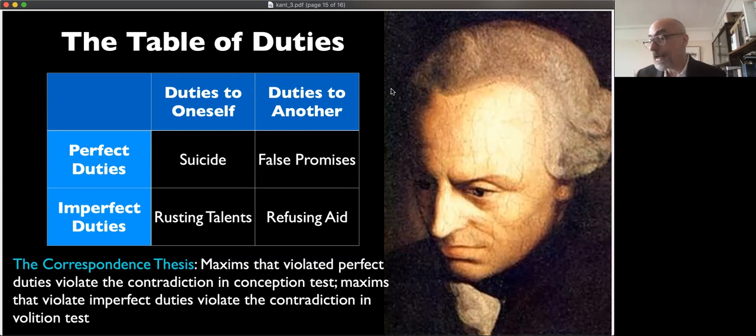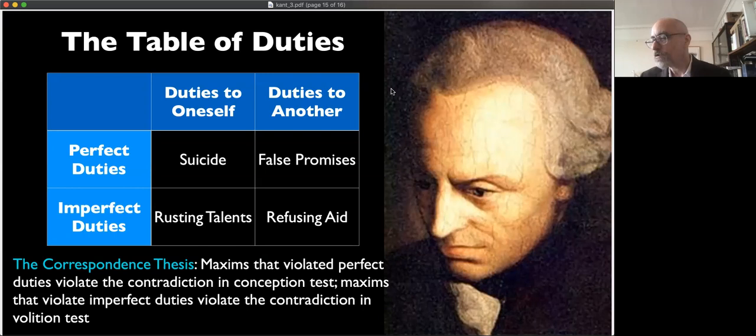Notice that the division into perfect and imperfect duties corresponds with the application of the two universalizability tests, right? So if a maxim violated a perfect duty, then that maxim's going to violate the contradiction in conception test. Whereas if a maxim violates an imperfect duty, that maxim's going to violate the contradiction in volition test. So we get a correspondence between the kind of duty that it is and which of these two tests is violated, okay?